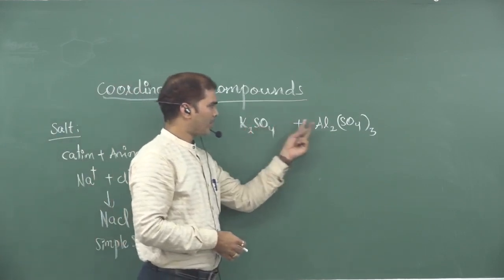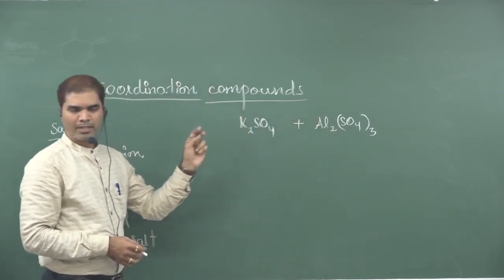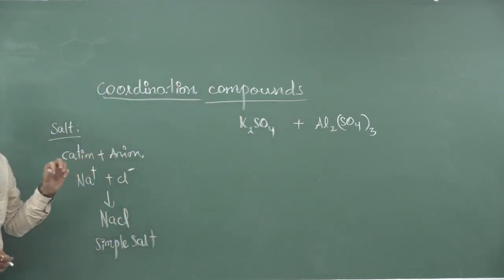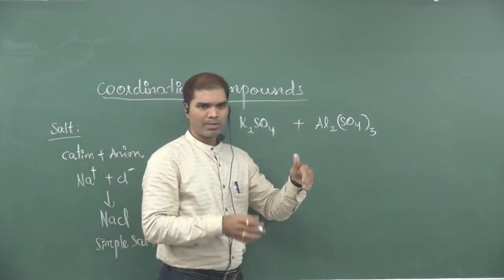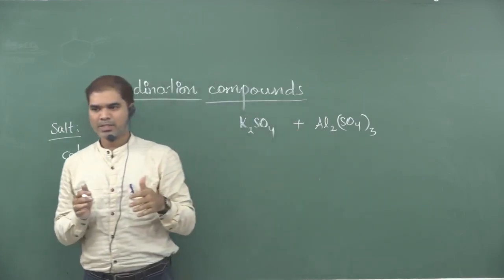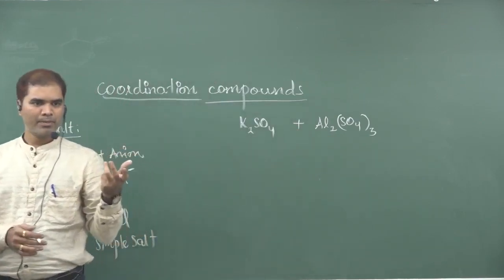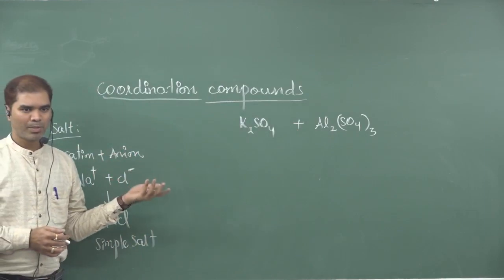But suppose I am taking two such simple salts, and then I will be just combining them. How do we combine? I take two different simple salts. I will take a suitable solvent. I will dissolve in it. Once it is dissolved, I will again evaporate. Once I evaporate, I will be getting a compound.